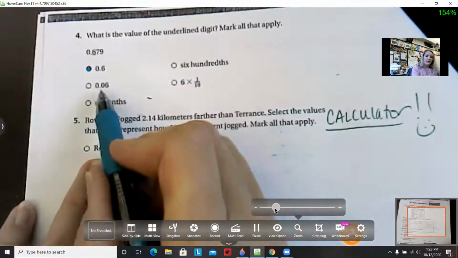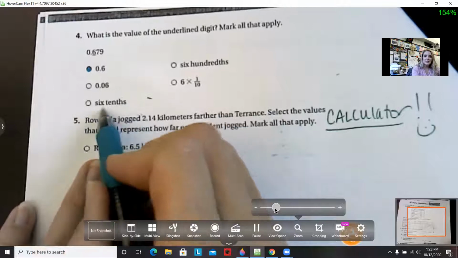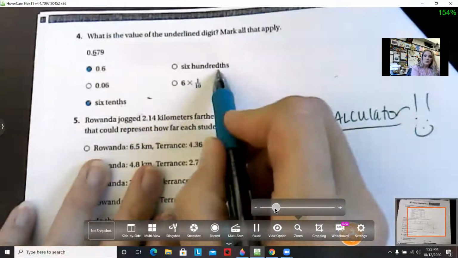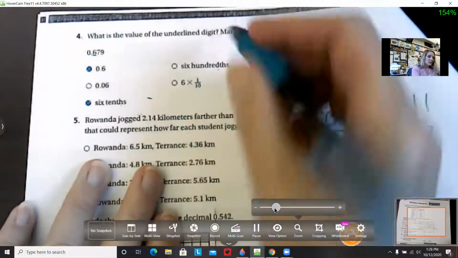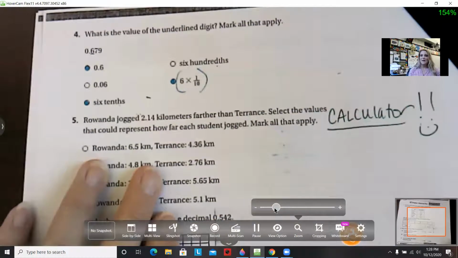There we go. That cannot be because that says 6 hundredths. 6 tenths, yes. 6 hundredths, no way. Oh, remember expanded form? There we go, 6 times 1/10. That is another way to write 6 tenths.